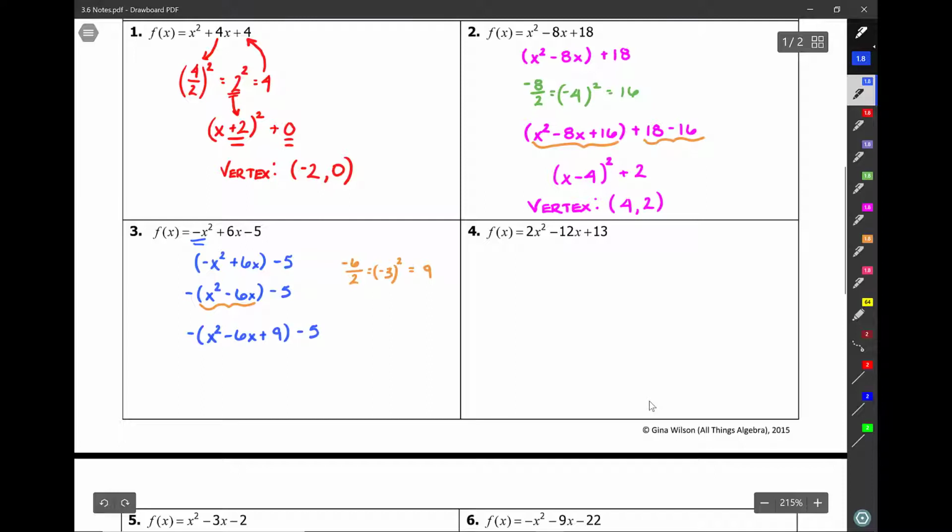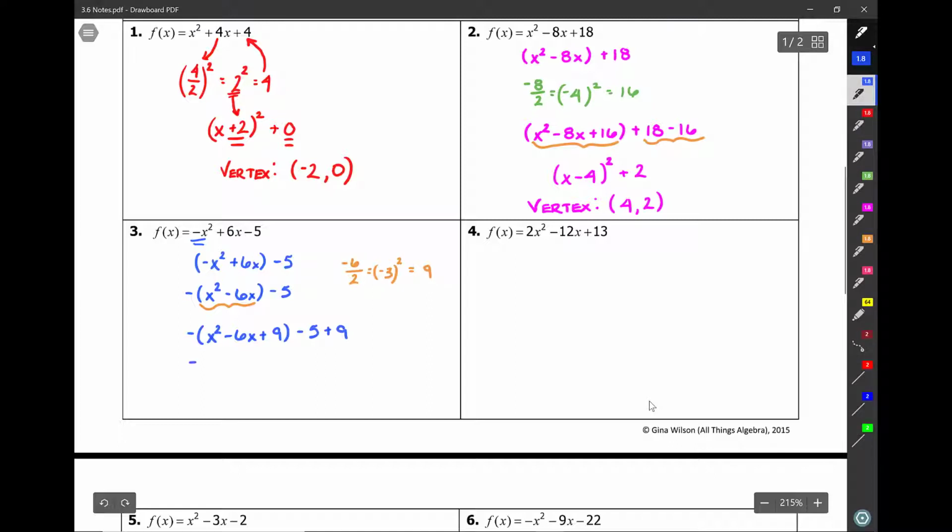And since I added 9 on the inside, we would think from our previous example that we would want to subtract 9 from the outside. But in this case, because we have this negative in front of the parentheses, that 9 inside the parentheses will actually end up having a negative sign. So we want to add 9 to the outside as well.